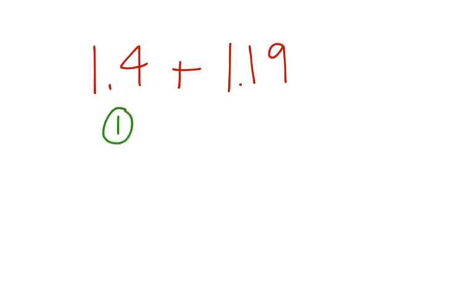In the next example we have 1.4 plus 1.19. The first number is one place after the decimal. Remember, we're looking at the decimal and figuring out how many places after the decimal the number goes. So here's our decimal. This goes 2 places after the decimal. When I compare these two, the least number of places after the decimal is this one, which means my final answer needs to be only one place after the decimal.